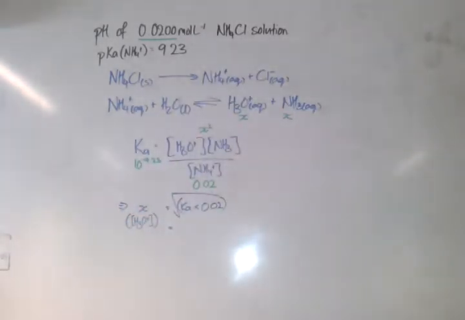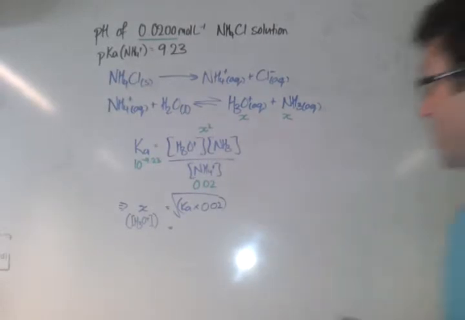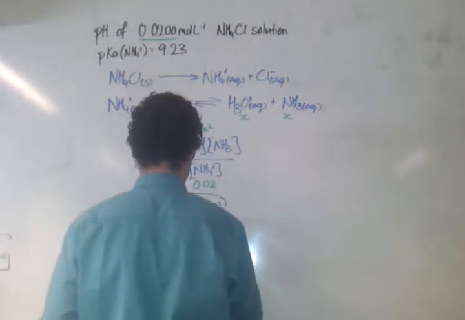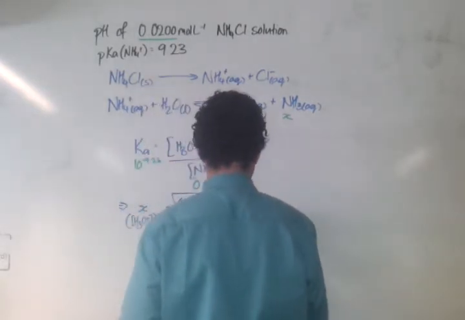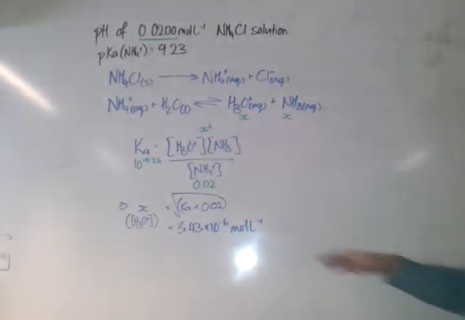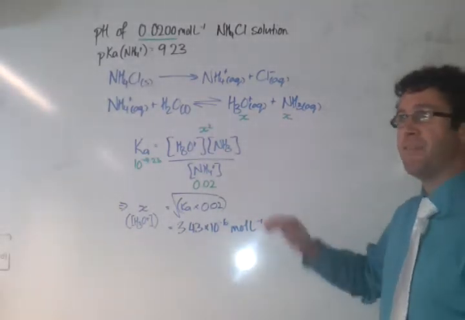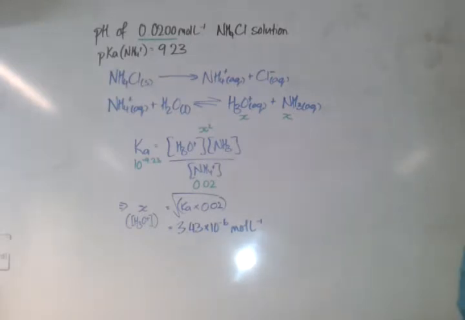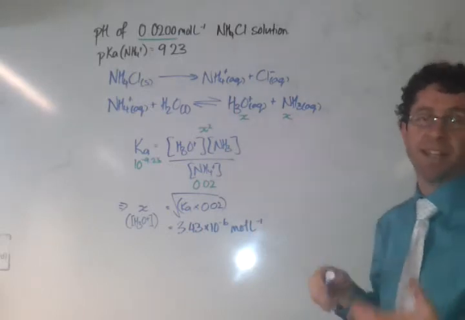As we do that, so 10 to the power of negative 9.23 times 0.02 equals, then we square root that answer, and we get 3.43 times 10 to the negative 6 moles per litre. That's very low, but you'll notice that it's less than 10 to the negative 7 moles per litre. If it was higher than 10 to the negative 7 moles per litre, you know you've made a mistake, because this is making hydronium ions. It has to be an acidic salt.